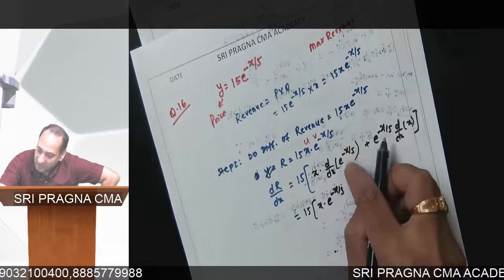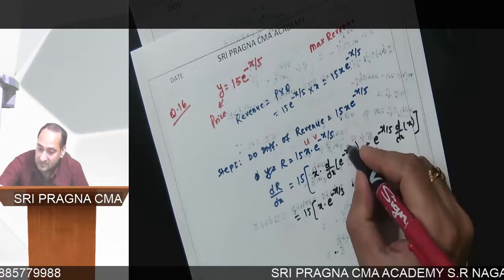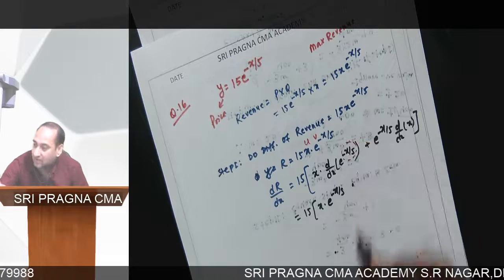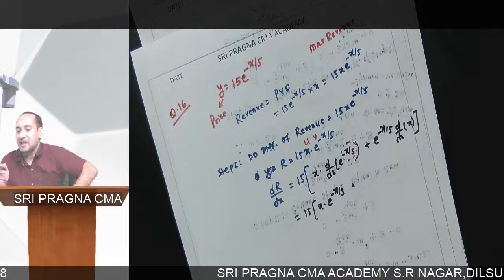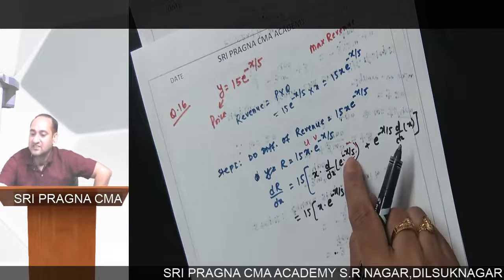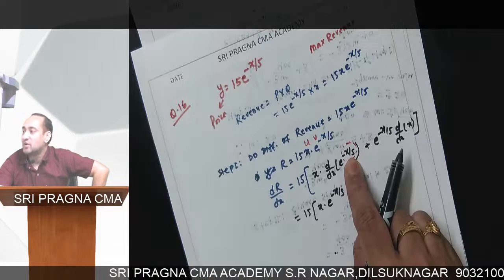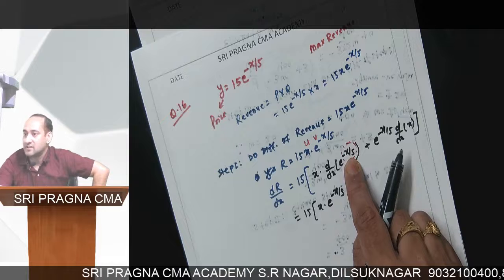Now again we have to do the differentiation of this also. Each item, each number should be differentiated. This number also has to be differentiated. So e to the power minus x by 5. Now we are going to do the differentiation of minus x by 5. How much will you get? Minus 1 by 5. Minus 1 by 5.